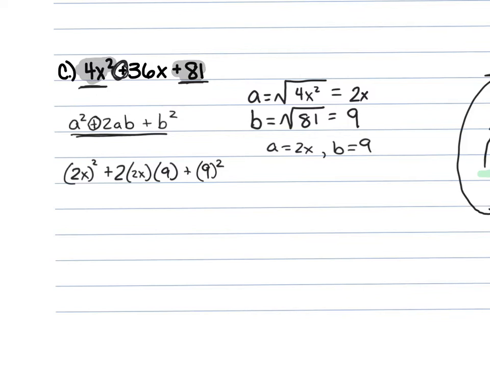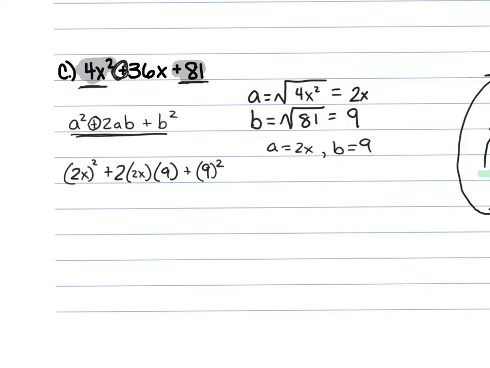Yes, ma'am? Will the A's and B's always be kind of like positive ones and then maybe negative is the middle term? Well, yes, because if you square anything, it's going to end up positive. Now, there are ways to deal with it later on if it's not positive, but we'll deal with that later.